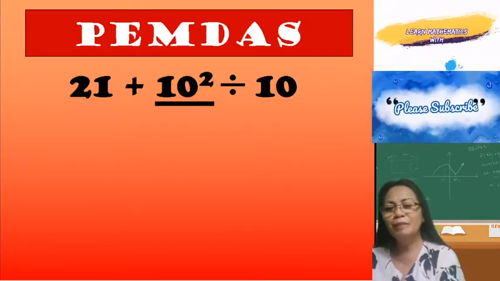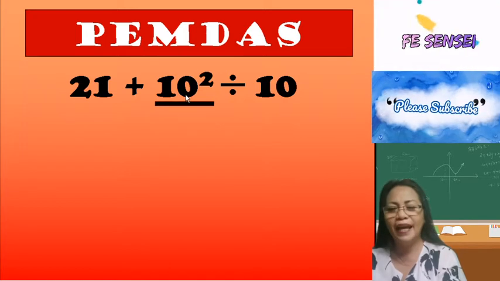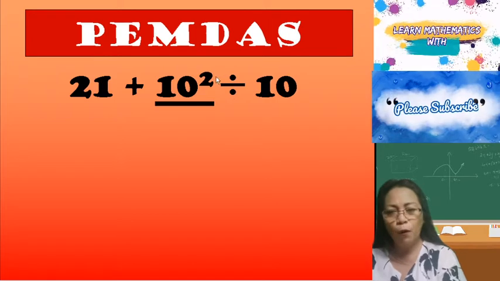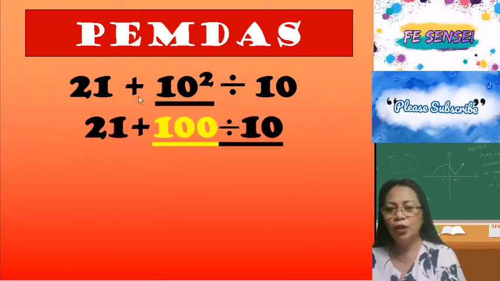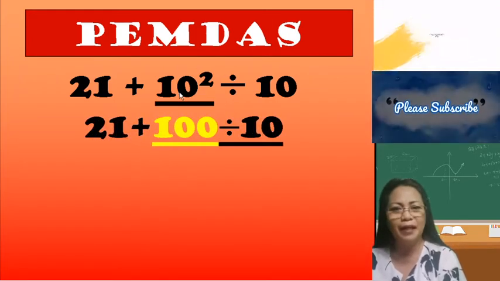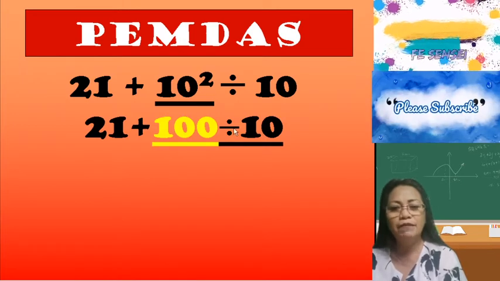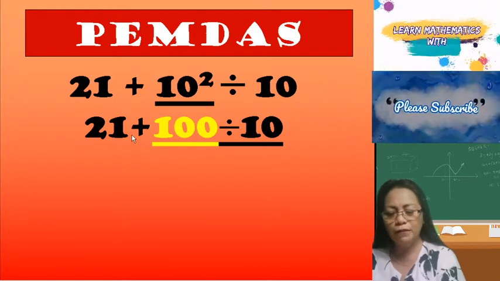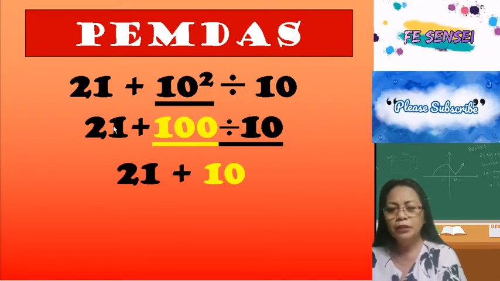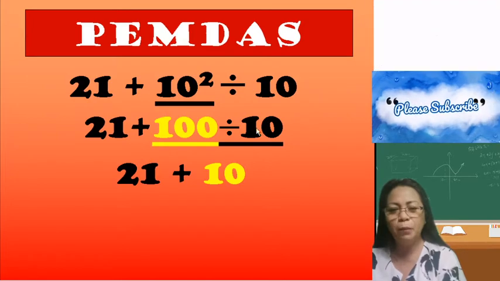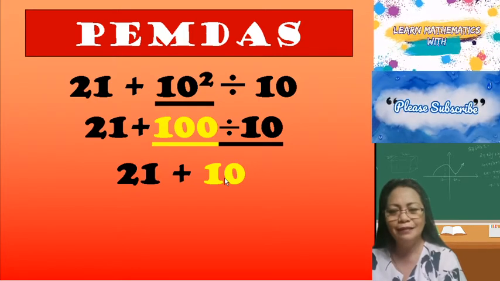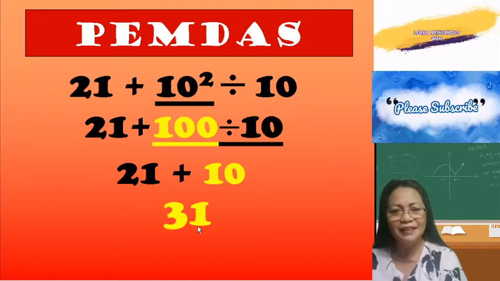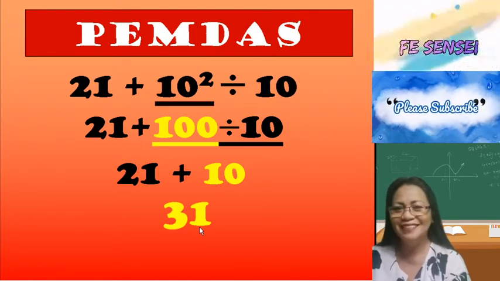Another example, 21 plus 10 raised to the second power divided by 10. Perform the exponent first. So copy 21 plus 10 times 10 equals 100, divided by 10. So the next operation is division before addition. So copy 21, 100 divided by 10 equals 10. And the final answer is 21 plus 10, which is 31.